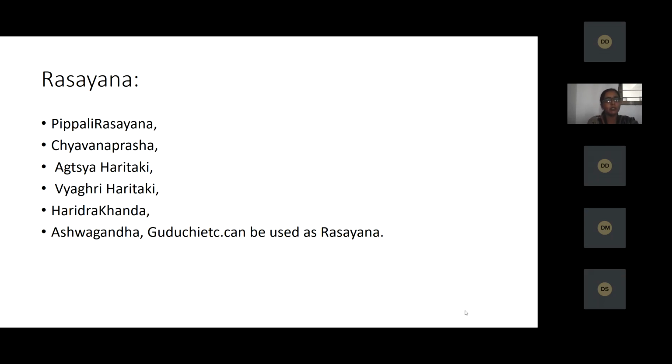rasayana. Rasayana is very important to give as a line of treatment after every treatment, and that rasayana will give immunomodulator action and remove the khavaigunya from the Pranavaha Srotas. That includes Pippali Rasayana, Chyavanprash, Agastya Haritaki, Vyaghri Haritaki, Haridrakhanda, Ashwagandha, Guduchi, etc. They can also be used as rasayana in the COPD patient.